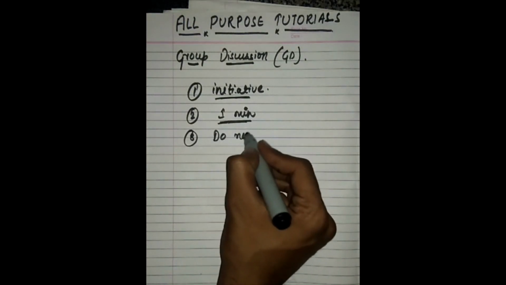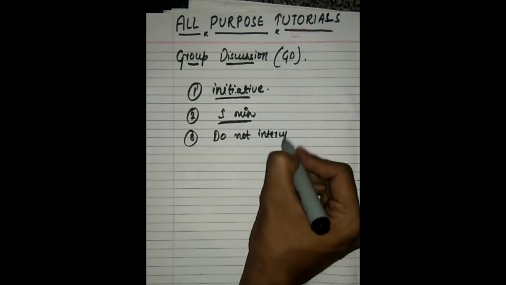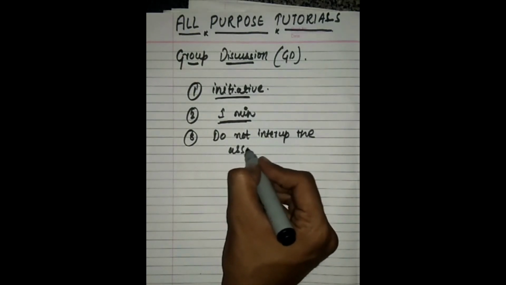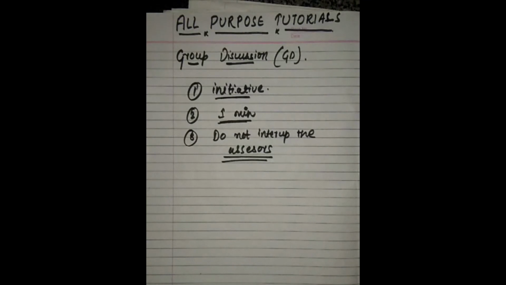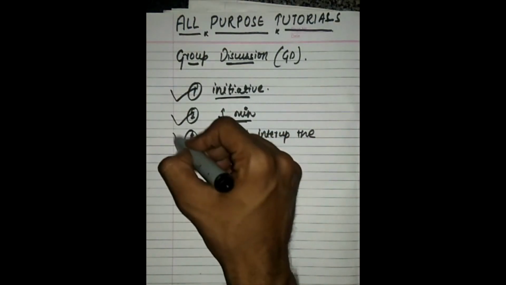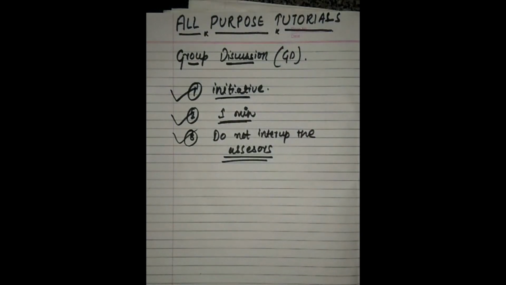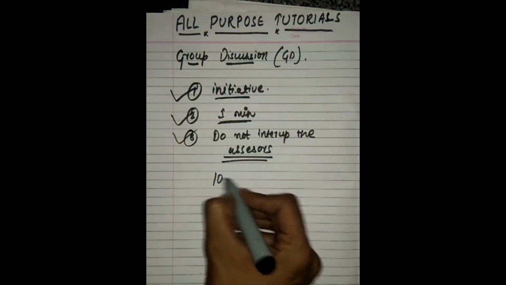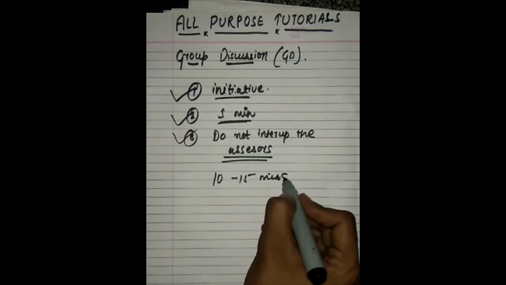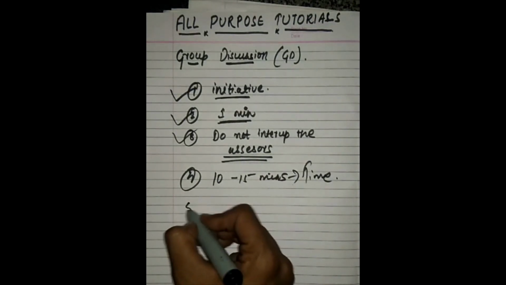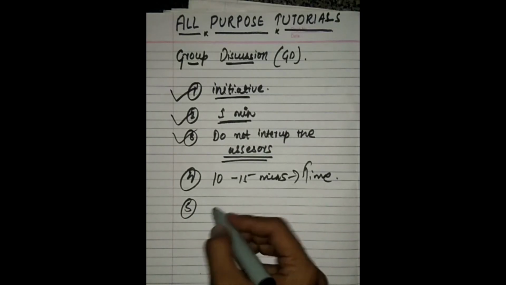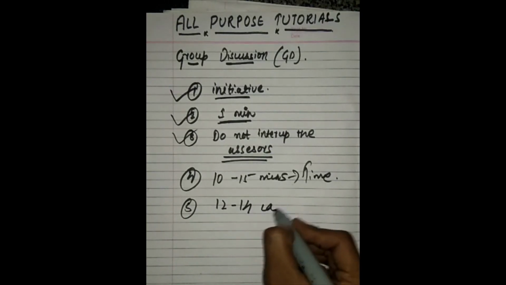And do not interrupt the assessors there. Do not interrupt the assessors, otherwise you can also get eliminated from that SSB interview. So these are some points. Try to follow these points. The fourth point is you will get time of 10 to 15 minutes, and the cadets will be divided into groups of 12 to 14 cadets.